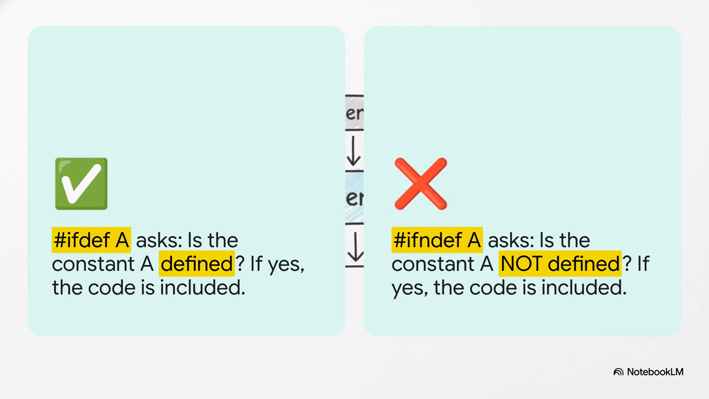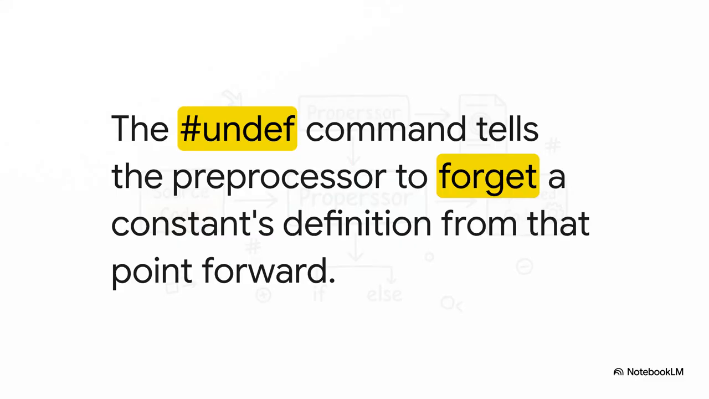If the answer is yes, then the code that follows gets included. And you guessed it, #ifndef A does the exact opposite. It's asking, has A not been defined? This is super common in header files to make sure you don't accidentally include them more than once. And just as you can define something, you can also undefine it. The #undef command basically tells the preprocessor, you know that definition you learned earlier? Forget about it. This gives you some really fine-grained control over which code blocks are active where.